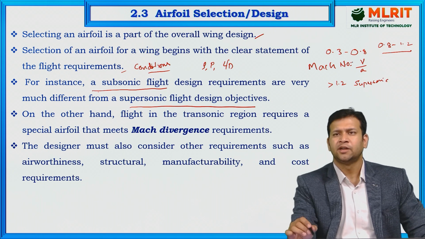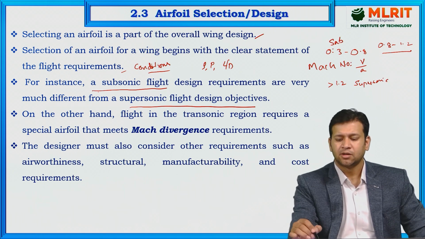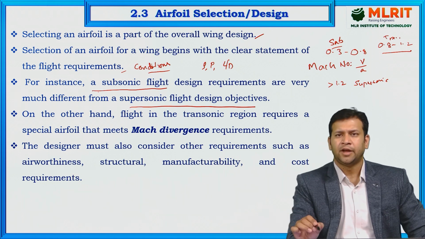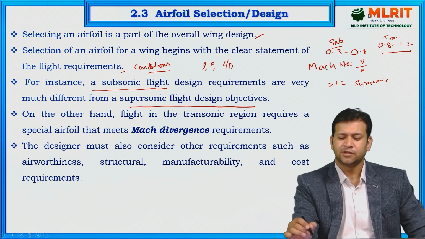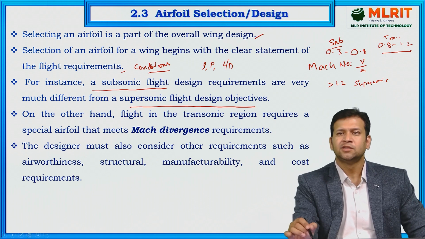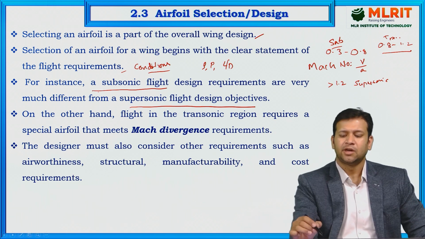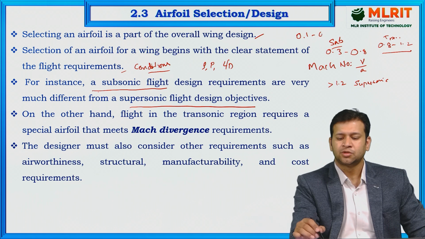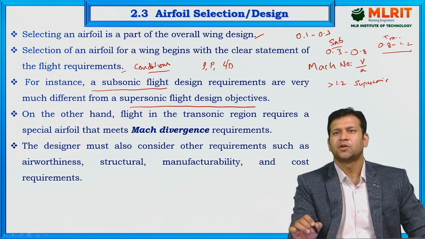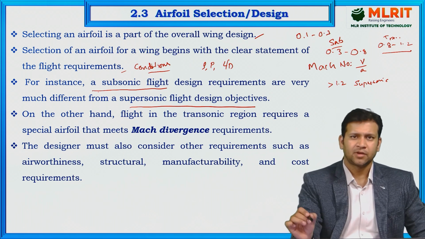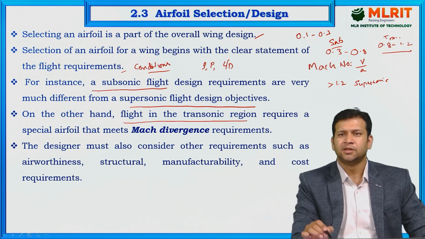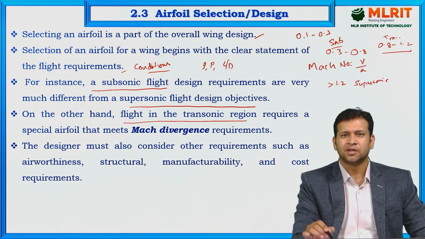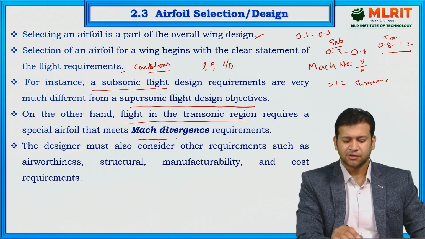So in both categories, like in the subsonic, in supersonic or in transonic, the flight design objectives will be entirely different. Again, if we see 0.3 to 0.8 is compressible subsonic flow, and 0.1 to 0.3 is incompressible subsonic flow. Okay. Coming back to this, the flight in transonic regime requires a special airfoil that meets Mach divergence requirement.